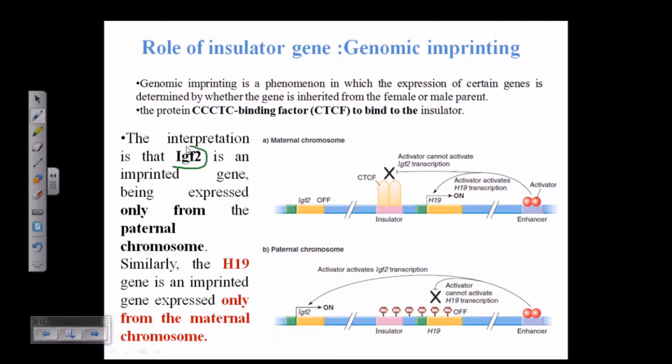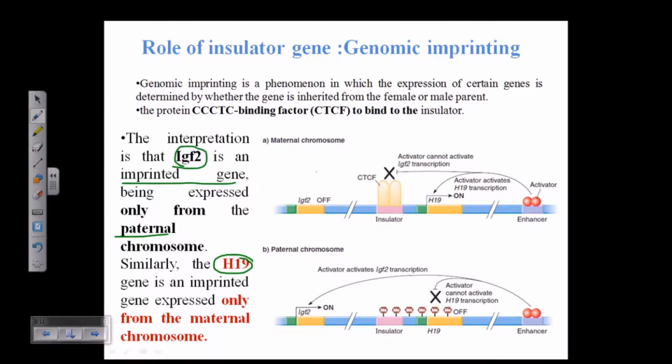For example, gene IGF2 is an imprinted gene, and those genes which are under the control of genomic imprinting are called imprinted genes. So as an example, IGF2 can be expressed only from the paternal chromosome. On the other hand, H19 can only be expressed from the maternal chromosome. If you look at this picture, it will be clear to you.